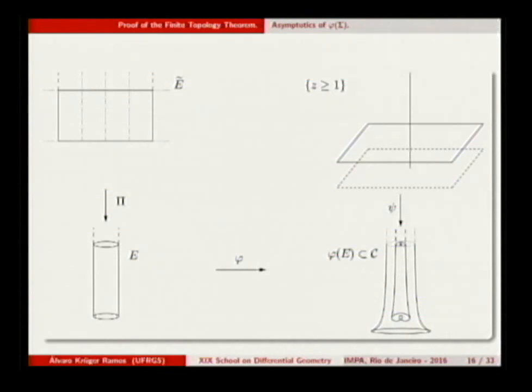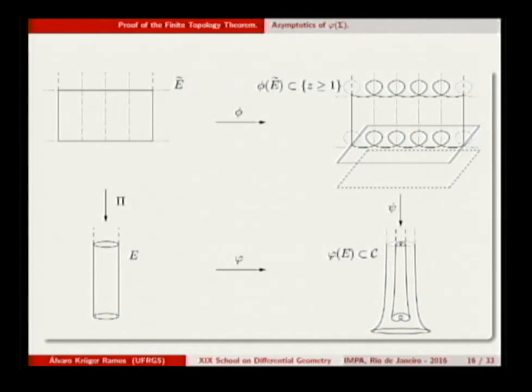So this map here is trivial, and hence it lifts to this horoball. But this map, we know that it is not trivial, hence it lifts to a half plane in H3. And this is the picture we are going to use. So we have this phi, this var phi, so we have an immersed surface upstairs, which is locally isometric to this surface downstairs.